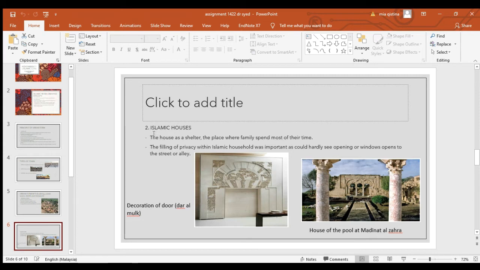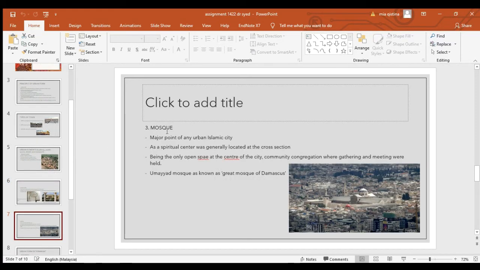Second, Islamic houses. The houses are a shelter, the place where families spend most of their time. The feeling of privacy within the Islamic household was important, as you could hardly see openings or windows open to the street or alley. This is the example of decoration of a door, Dar Al-Mulk. And this one is the House of the Pool at Madinah Al-Zahra.